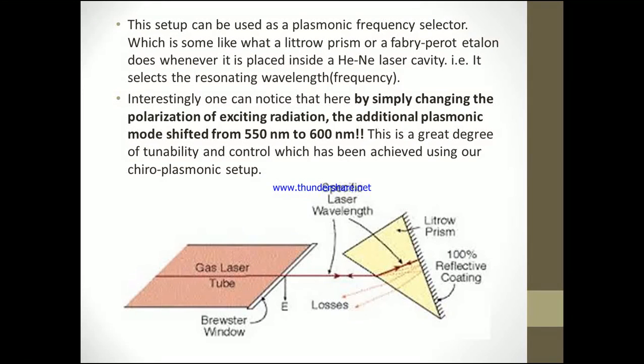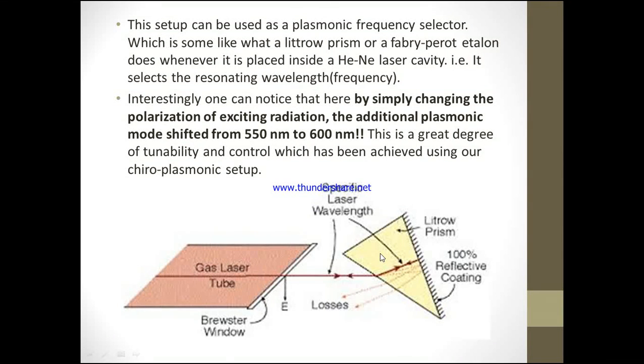Now this setup can also be used as a plasmonic frequency selector, which is somewhat like a Littrow-mounted prism or a Fabry-Perot etalon, which selects the resonating wavelength inside a helium-neon laser cavity. You can see this from the figure. The specific laser wavelength which we want to laser at is selected by the Littrow prism.